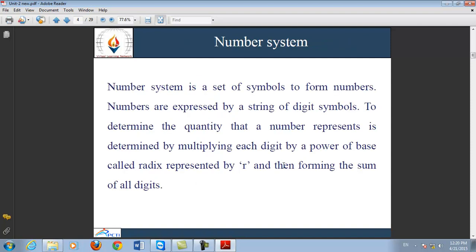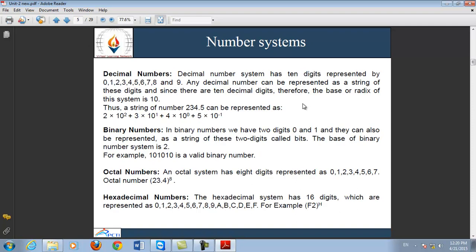Now, first of all, what is a number system? A number system is a set of symbols to form numbers, and it can be expressed by a string of digit symbols. Each number system has a particular base from which you can find out the category of that number system. We have a total of 4 number systems available: the decimal number system, binary number system, octal number system, and hexadecimal number system.